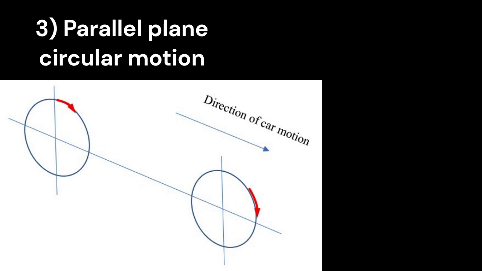Now, the third type of motion we're going to look at, the new motion, is called parallel plane circular motion. So we'll go back to a bug traveling in a circle, or energy traveling in a circle, as the car moves forward, as the particle moves forward. And we'll have the energy circling around in this direction, and we'll see what happens to it and its motion as the particle moves forward.